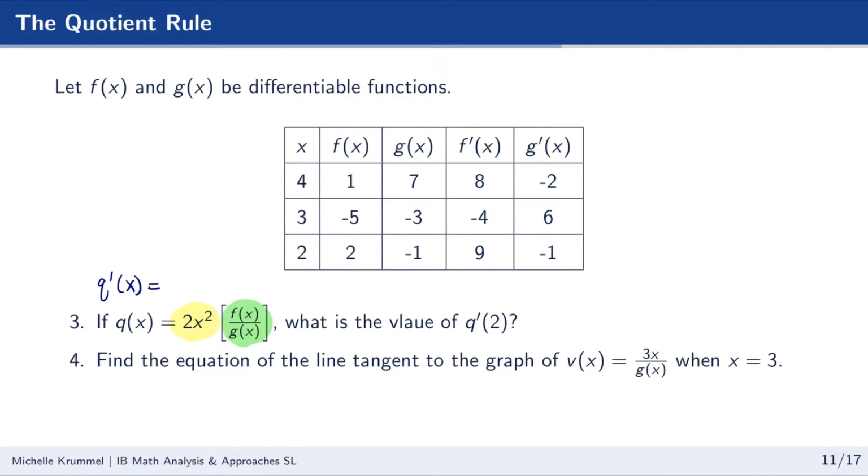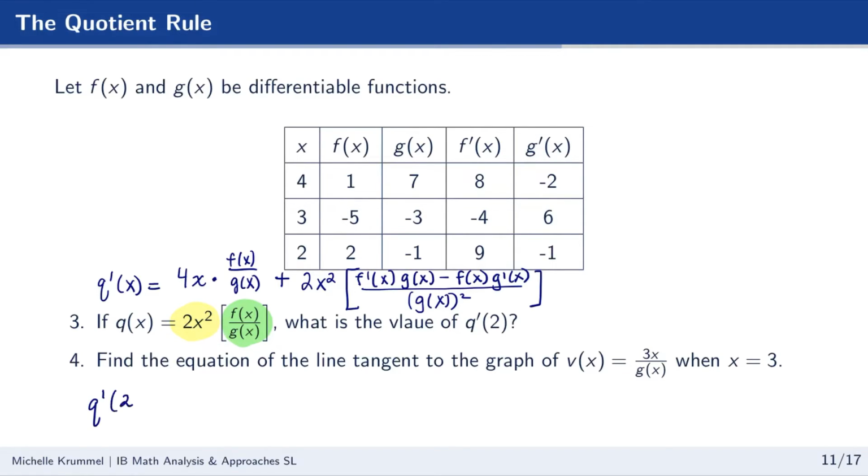equals the derivative of the first factor, which is 4x, times the second factor, f of x over g of x, plus the first factor, 2x squared, times the derivative of the second factor. So the derivative of the second factor is the derivative of f of x over g of x. And to find that, we need to use the quotient rule. f prime of x times g of x minus f of x times g prime of x over g of x squared. So there's my equation for q prime of x, and I really want q prime of 2.